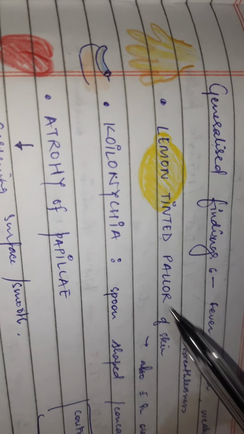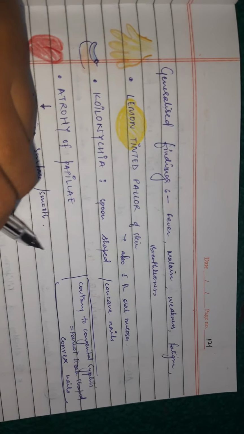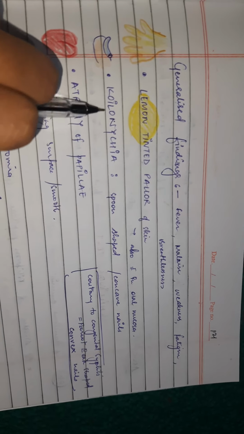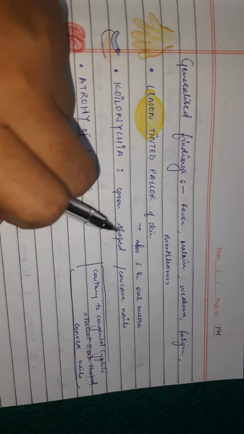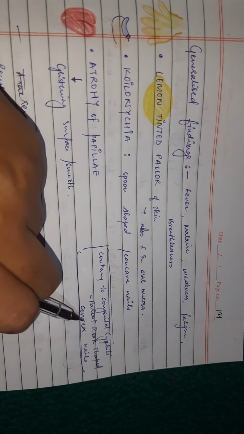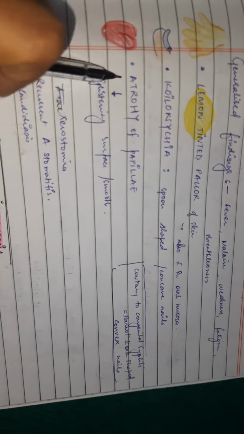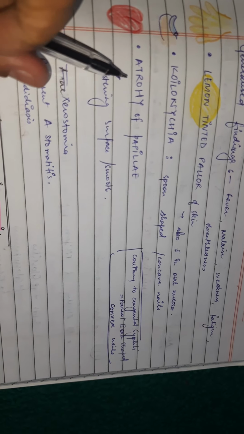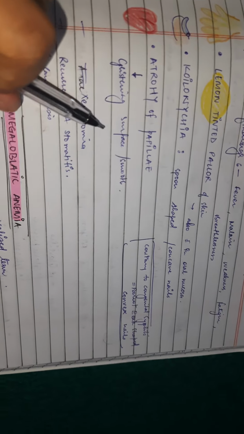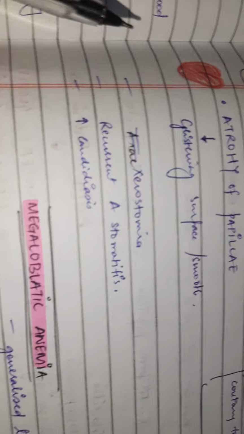Lemon tinted pallor of skin, also seen with oral mucosa. Koilonychia, concave, spoon shaped nails. Contrary to this, in congenital syphilis there are parrot beak shaped, convex nails. Atrophy of papillae, glistening surface, smooth surface. Lemon tinted pallor of skin is also seen in oral mucosa.